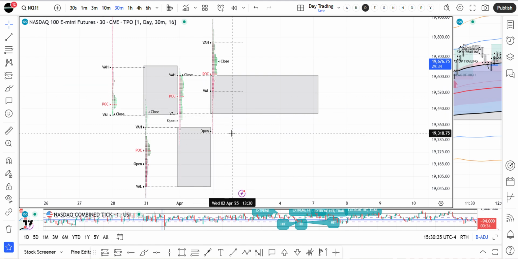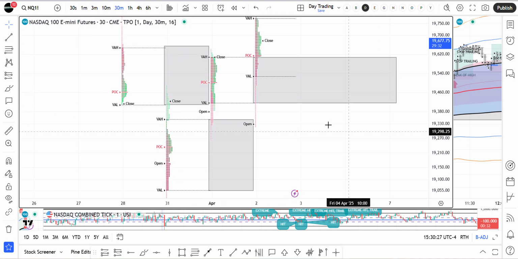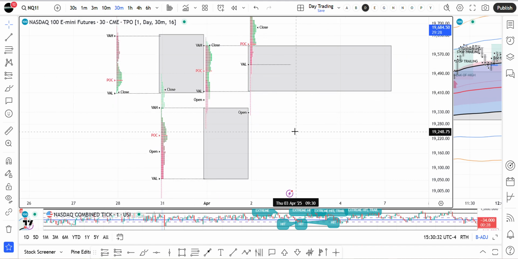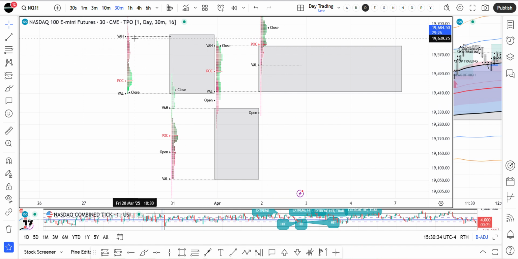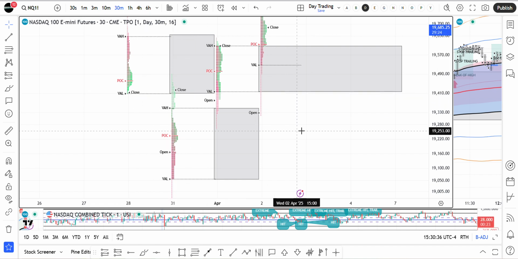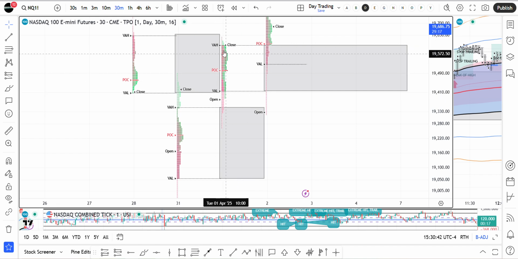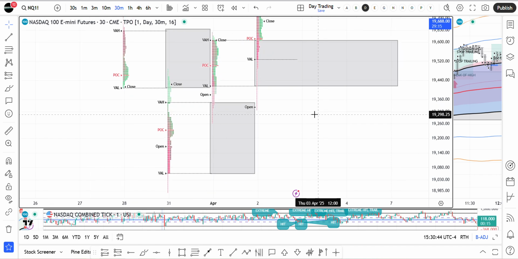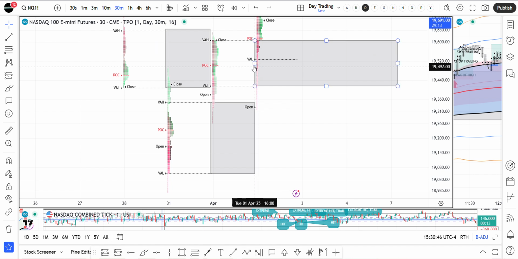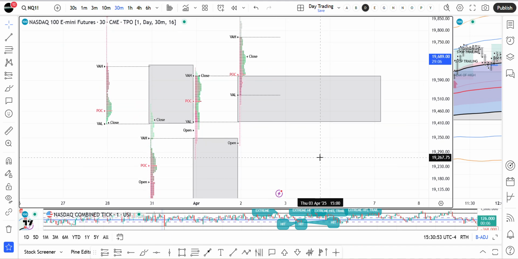So this was yesterday's profile. We have decent balance, so I use that. Also overlaps with another day, so I had more trust in this profile now. That's value area high, value area low. Didn't mark out point of control because I didn't think it was an important reference.